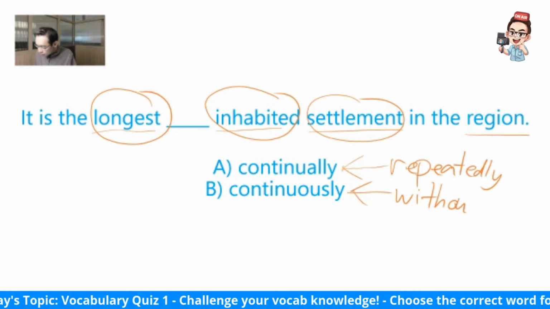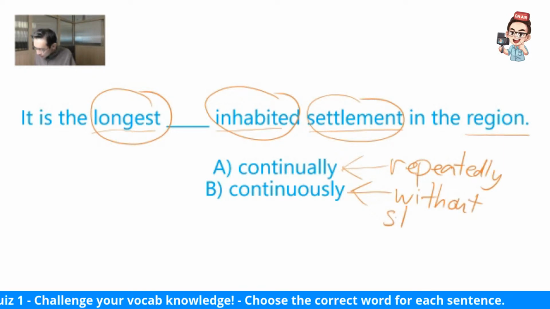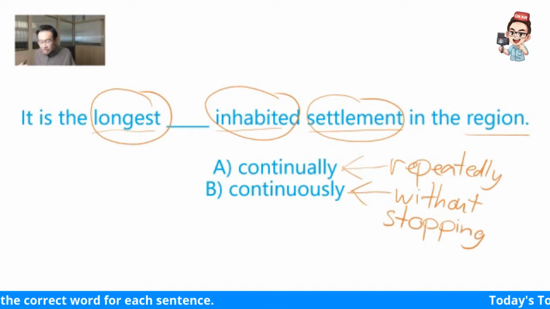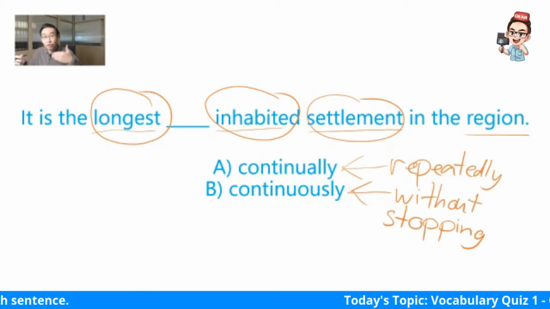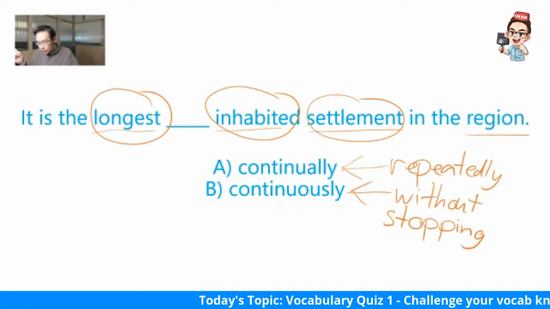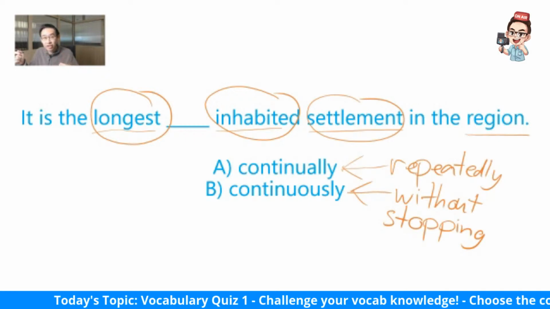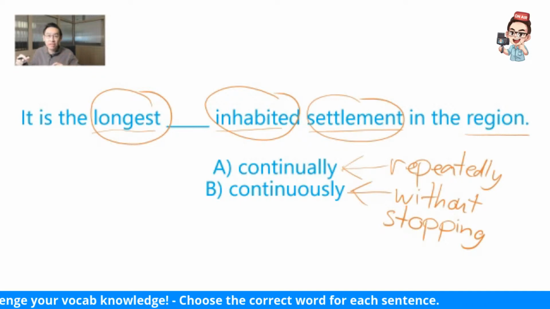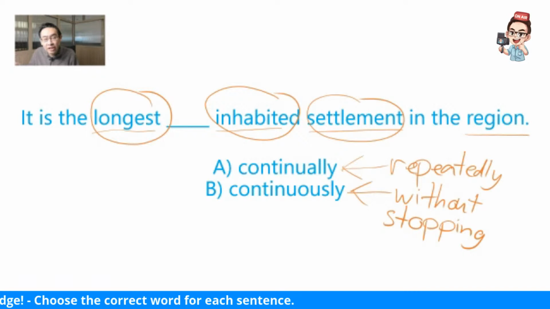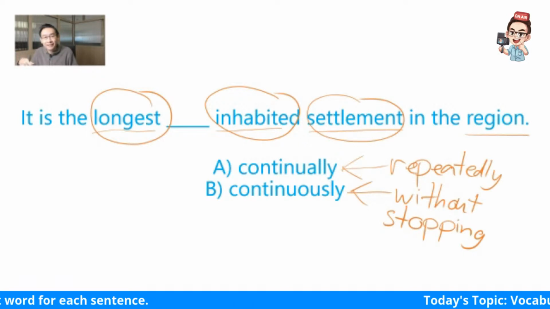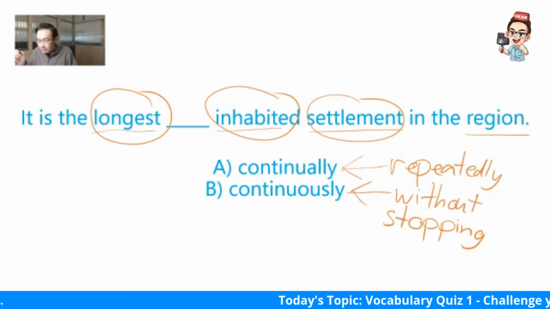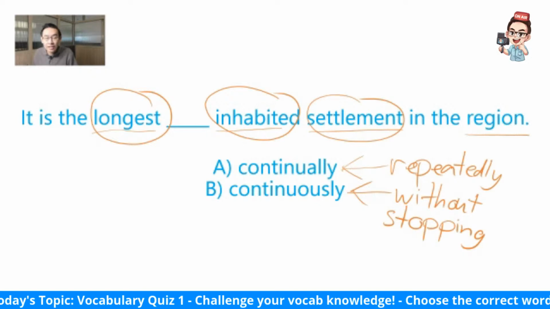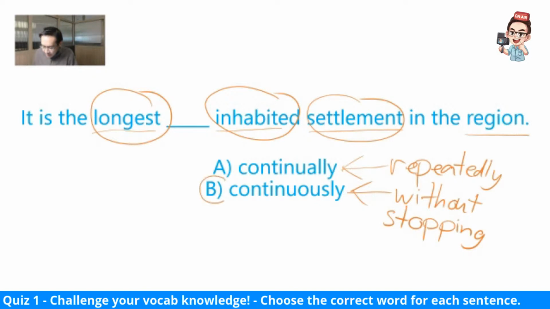Without stopping. So, to recap, continually is repeatedly, again and again, while continuously is without stopping. When you start something, if you do something continuously, it means you do it without stopping. So, now you know the meanings of these two words. What's the best answer? Well, for this one, the correct answer is B, continuously.